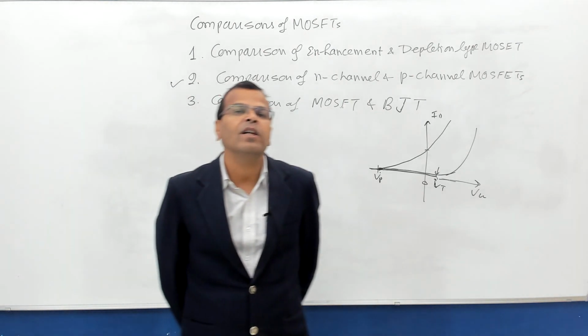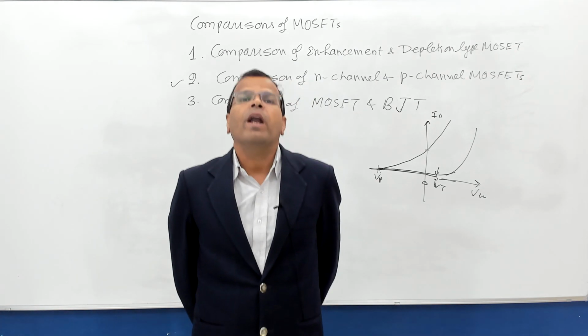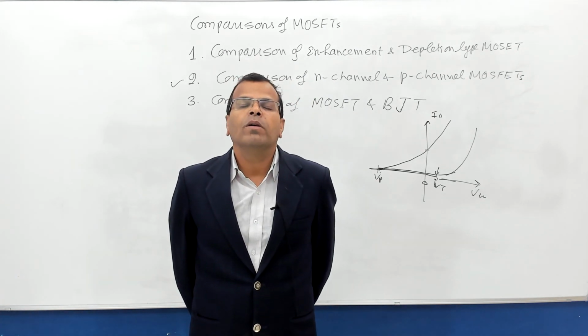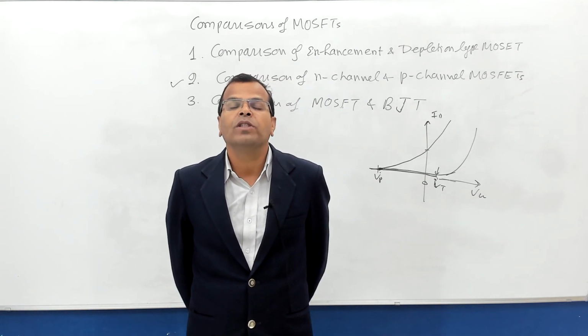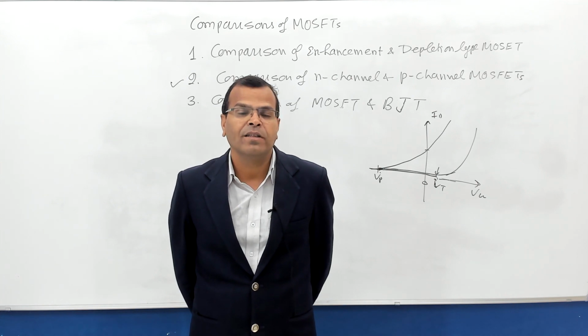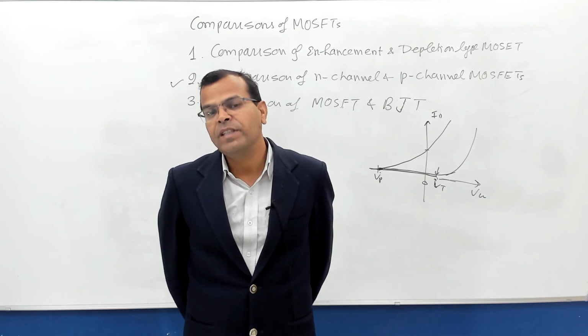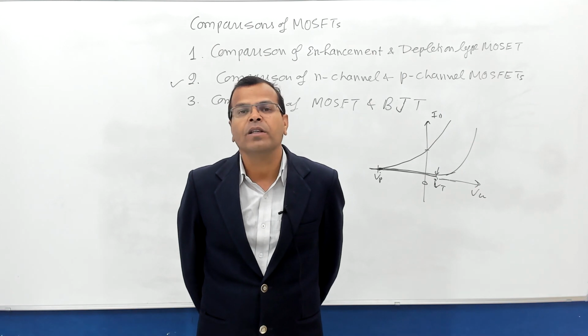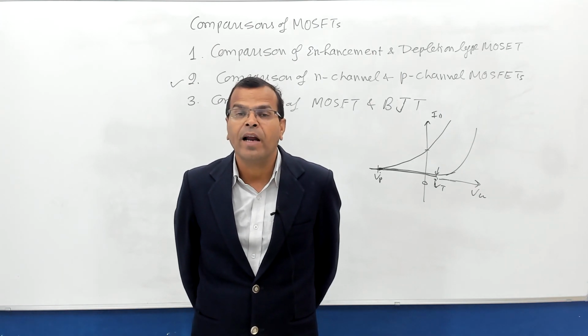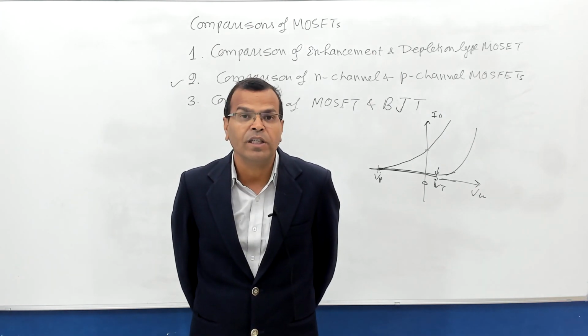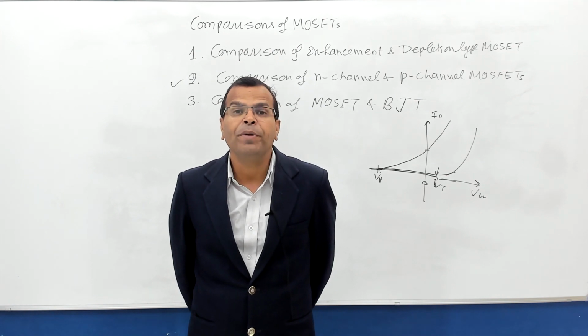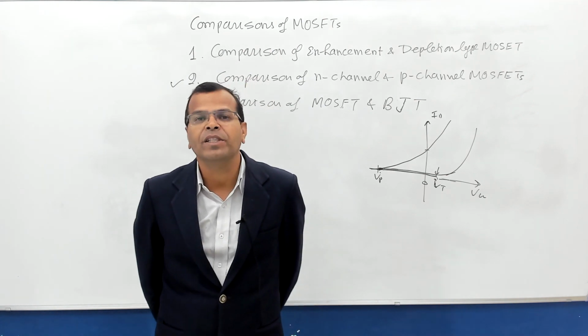But in case of N channel MOSFET, there is a problem. When your oxide layer has positive charges trapped in it, remember, oxide layer always has some positive charges trapped into it. Those positive charges attract electrons from the substrate to the channel. So there is a problem of premature turning on of the N channel MOSFET.